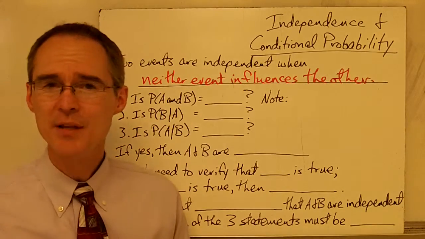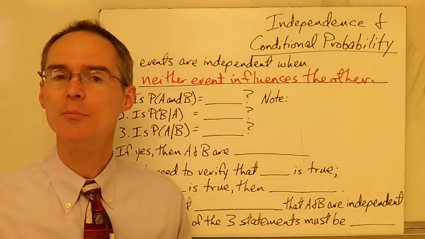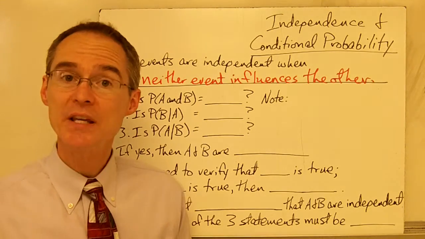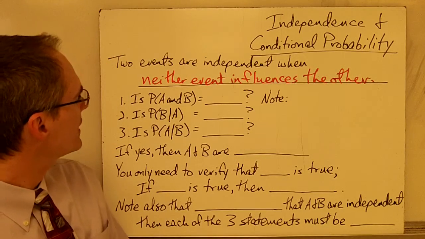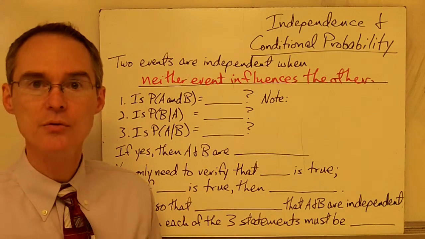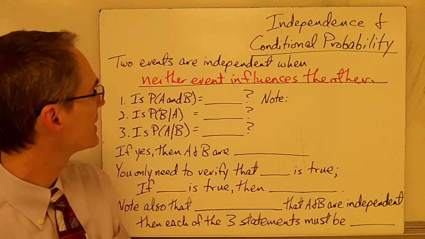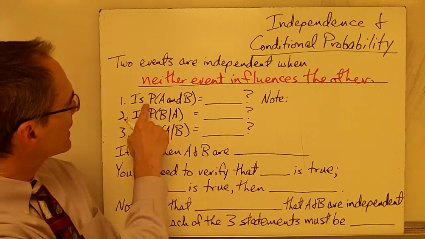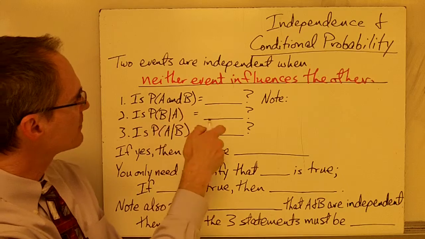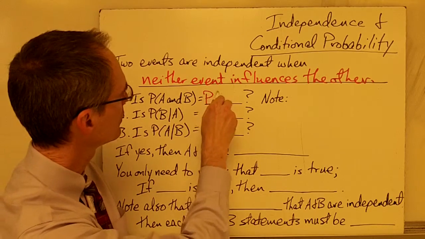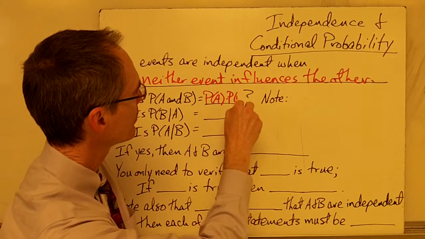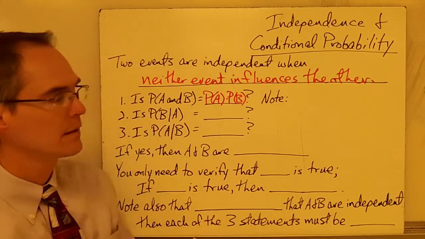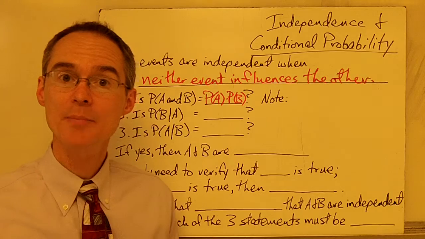Well, if we know something about the probabilities, the numerical probabilities of those events, then we can figure out if those events are independent. In particular, there are three tests that we can use to determine if two events are independent. The first test: if the probability of A and B is equal to the probability of A times the probability of B, then we can say the events are independent.